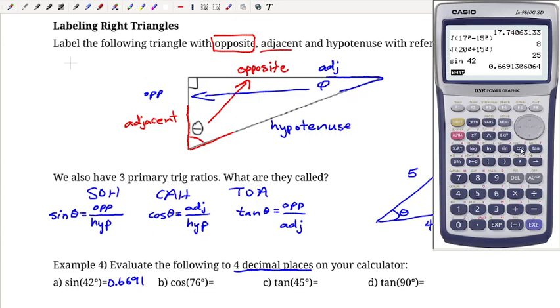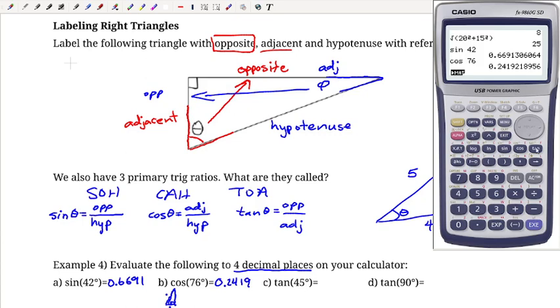Okay, next one, cosine 76. So again, take the time to actually do this yourself on your calculator. Type in cos 76, and it tells me the answer is 0.2419. So it's saying, in other words, if I had a triangle with an angle of 76 degrees, pretty steep angle, what would be the ratio between the adjacent side, that would be here, and the hypotenuse? So it's not surprising, it's like 0.25.